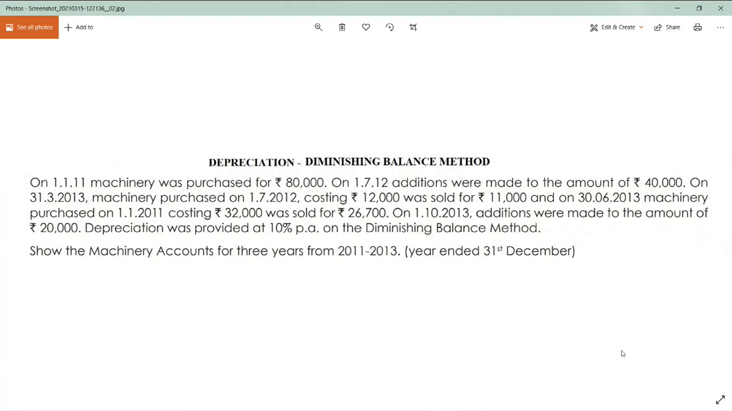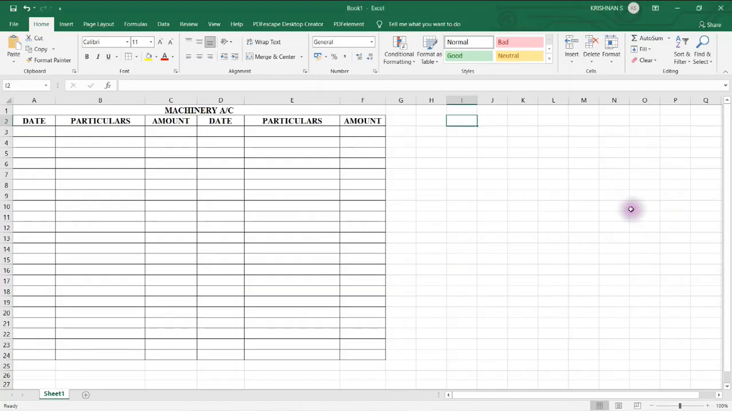Year ended 31st December. So here we have 3 purchases and 2 sales. On 1/7/2012, additions were made to the amount of rupees 40,000, but on 30/3/2013, machinery purchased on 1/7/2012 costing rupees 12,000 was sold for rupees 11,000. So the 40,000 consists of 2 machineries. We can assume the value of one machinery is 12,000 and the value of another is rupees 28,000. Okay, so we will go to the solution.